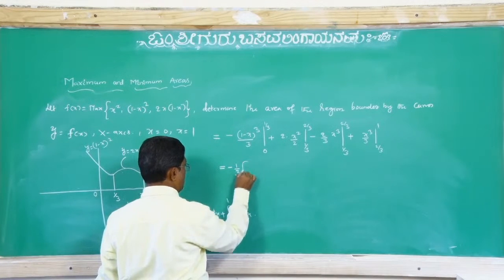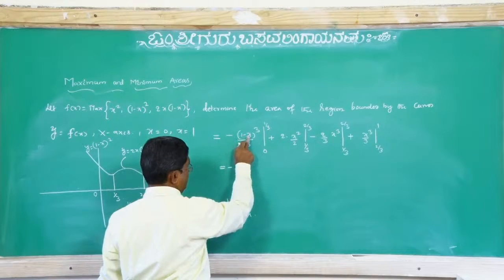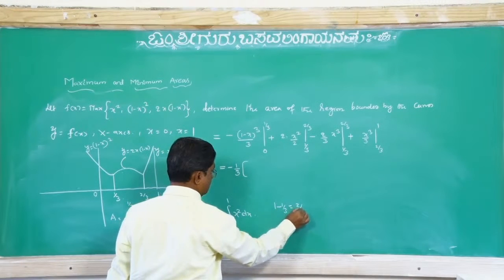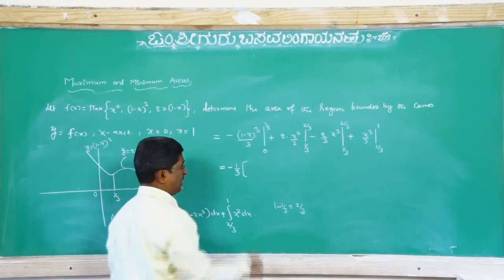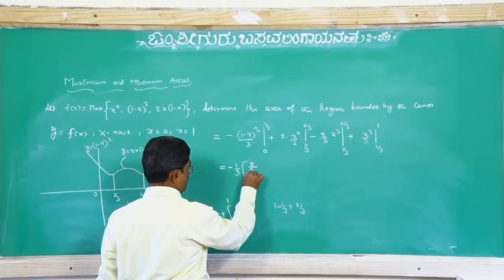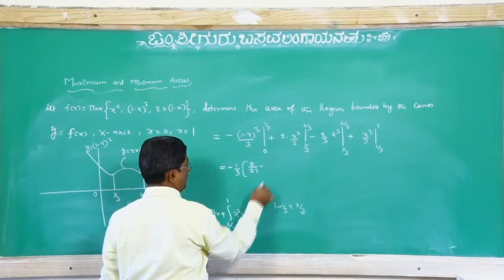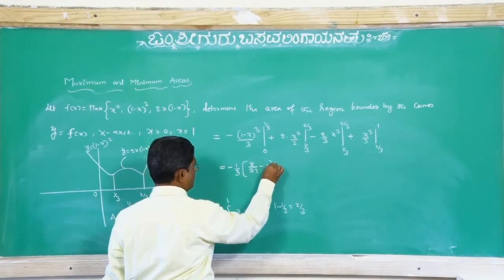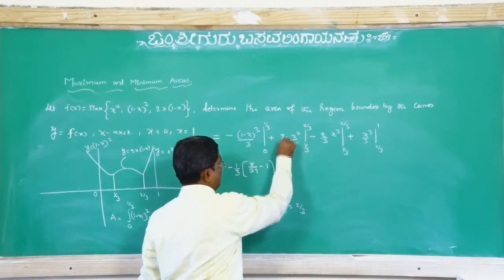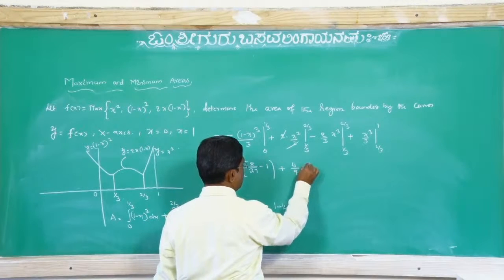1 by 3 keep outside. F of the upper limit, x is equal to 1 by 3, substitute. See, 1 minus 1 by 3 is nothing but 2 by 3. Whole cube means 2 cube is equal to 8, so 3 cube is equal to 27, minus the lower limit. x is equal to 0 substituted becomes 1. That is the first part of the area. This 2 gets cancelled, plus 4 by 9 minus 1 by 9.